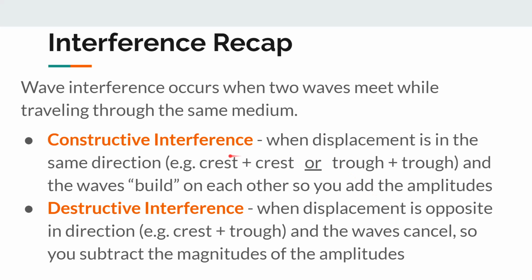You're going to have constructive interference when the displacement of your medium is in the same direction. That means that a crest overlaps with a crest, or a trough overlaps with a trough, but you're going to have that displacement in the same direction as those waves overlap in that medium.